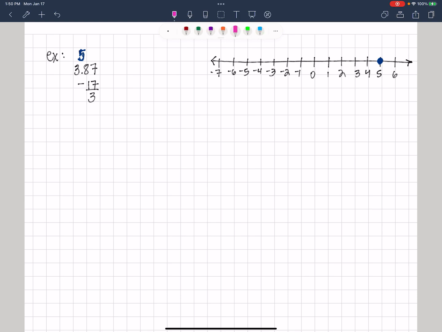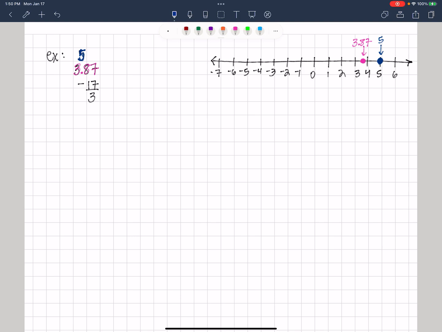The next number is 3.87. So 3.87 is more than 3, but less than 4. So 3.87 is going to be much closer to 4 than it is to 3. I'm going to estimate it to be right about there. More than halfway for sure. That is 3.87. Notice how I'm color coding, so I don't need to write the number above it, but I'm going to anyway, so that if you're using pencil and you're just doing what I'm doing, you at least have the value above the dot.